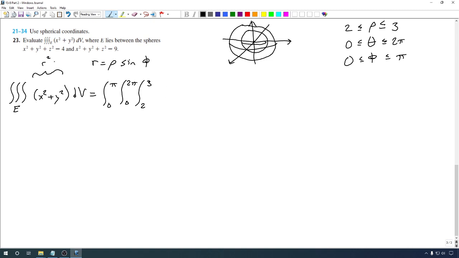Remember, it is going to be squared. So we're going to have rho squared sine squared phi. Don't forget the extra rho squared sine phi. This comes from doing spherical coordinates. It doesn't come from the x squared plus y squared. So those are going to have to be multiplied together. We'd have d rho, d theta, d phi.